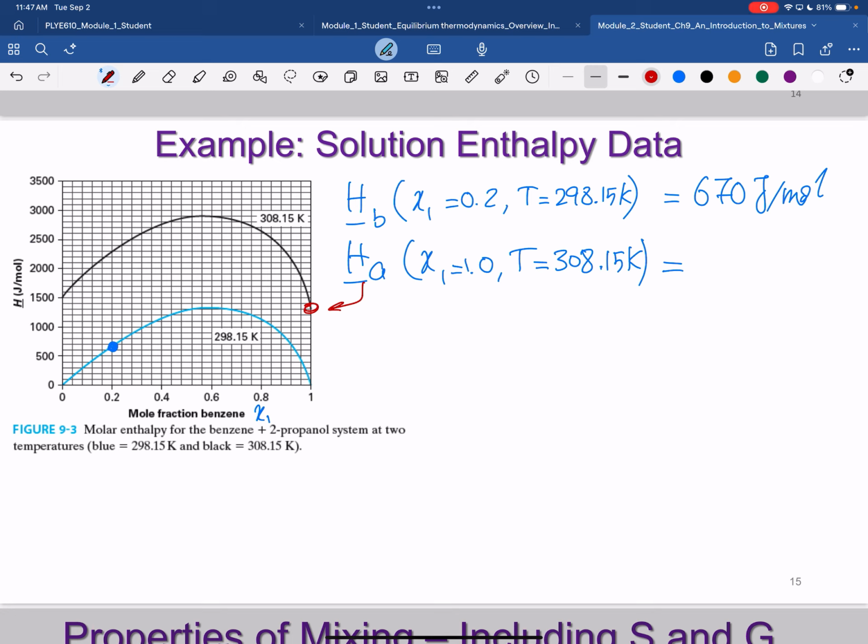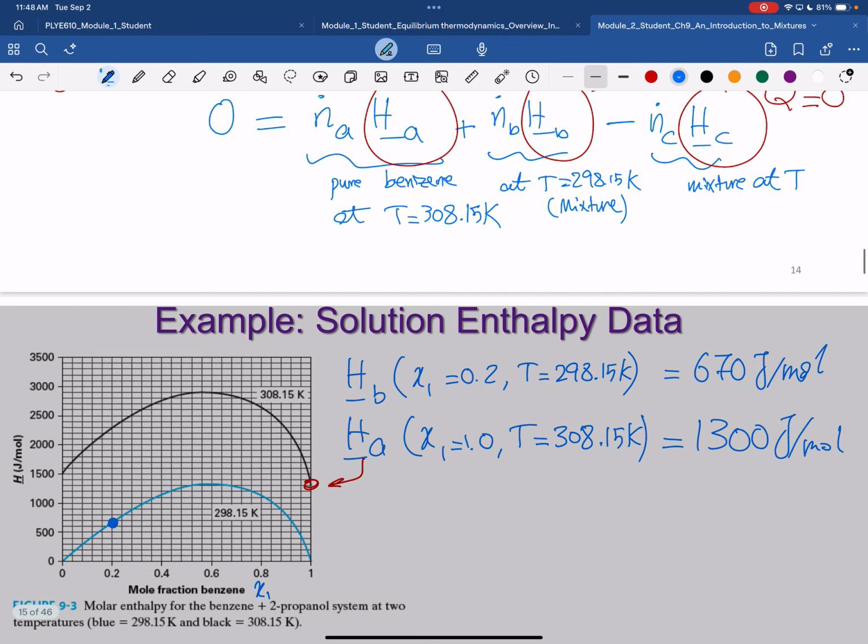Pure benzene. So that's the important thing, right? Pure benzene, X1 is going to be 1. So I'm going to look at that number. So that's that part, right? Because it was pure. So this value, based on the numbers that I have in my notes, is 1300. Okay. So how many unknowns do I have in this equation?